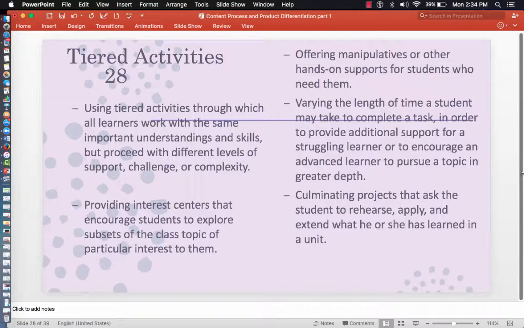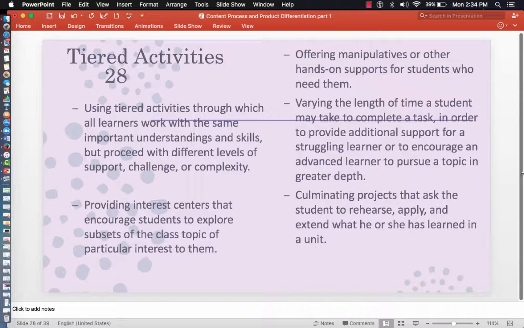That doesn't have anything to do with who you are as a person. It has to do with the information that you already have. And that's why I'm doing that. So don't take it personally. And then provide interesting centers that will help students to explore those ideas. And remember that interest is very important in differentiation.